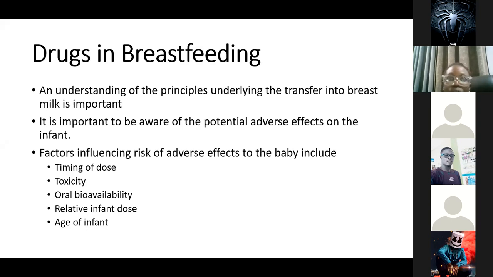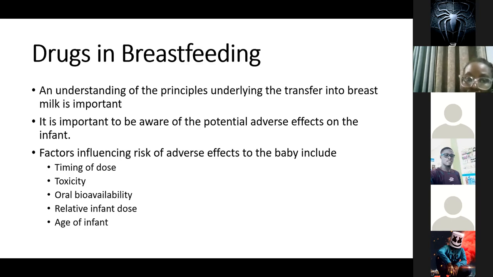Then also the toxicity. So depending on the medication and dose, you can give the least amount that is required to give you the effect, so that the risk of toxicity to the baby will be reduced. Then oral bioavailability. So let's say you are giving a medication to the breastfeeding woman.